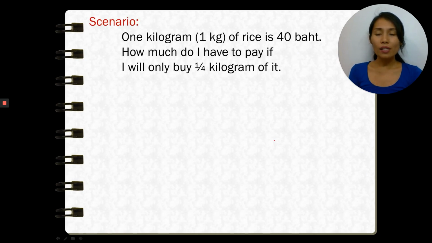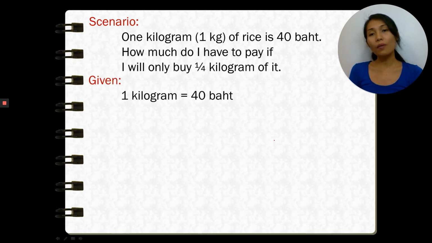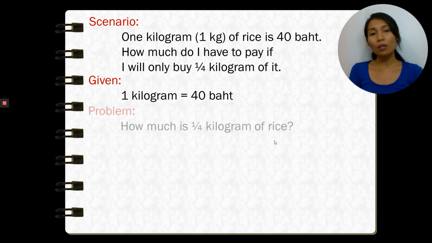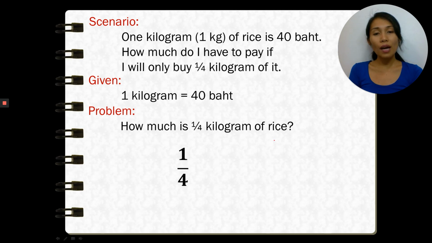Okay, so here's a scenario. 1 kilogram of rice is 40 baht. How much do I have to pay if I will only buy 1/4 kilogram of it? So the given is 1 kilogram is equal to 40 baht. Problem, how much is 1/4 kilogram of rice? So let's put the solution here.